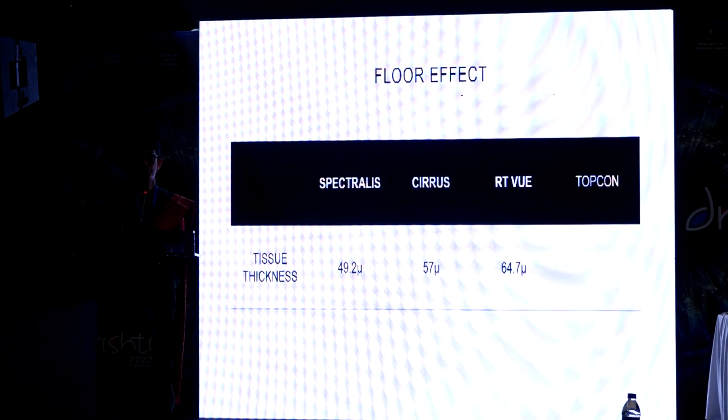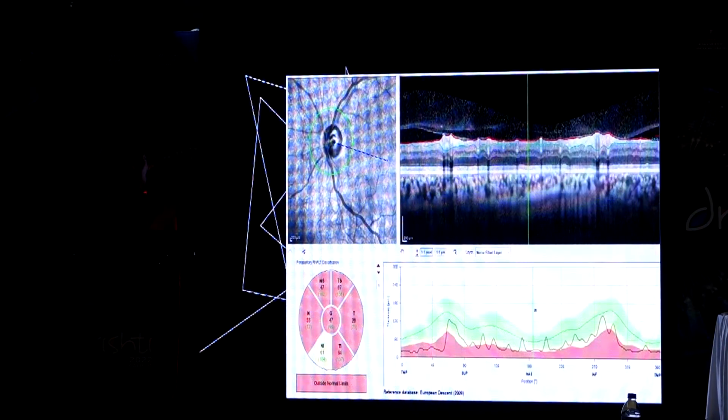Floor effect should be known for most of the machines because in advanced glaucoma, the RNFL is nearly lost, and the cup of the optic disc contains the blood vessels and some amount of glial tissue. So any measurement beyond 50 in the Spectralis and anything beyond 57 in the Cirrus should be taken with caution. So in this picture, this is floor effect. If it goes beyond this, as you see here, then you should take it with caution.